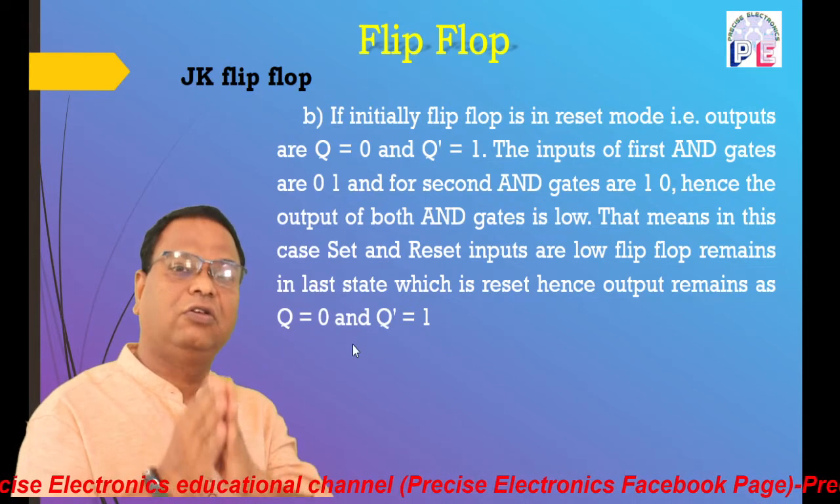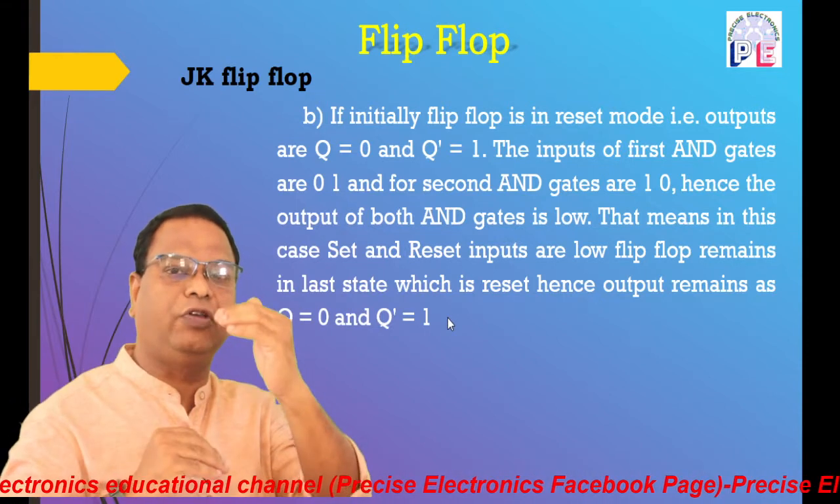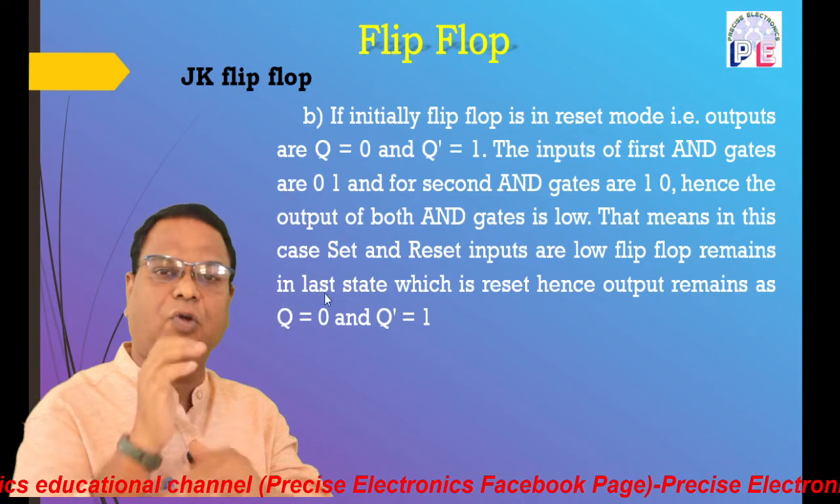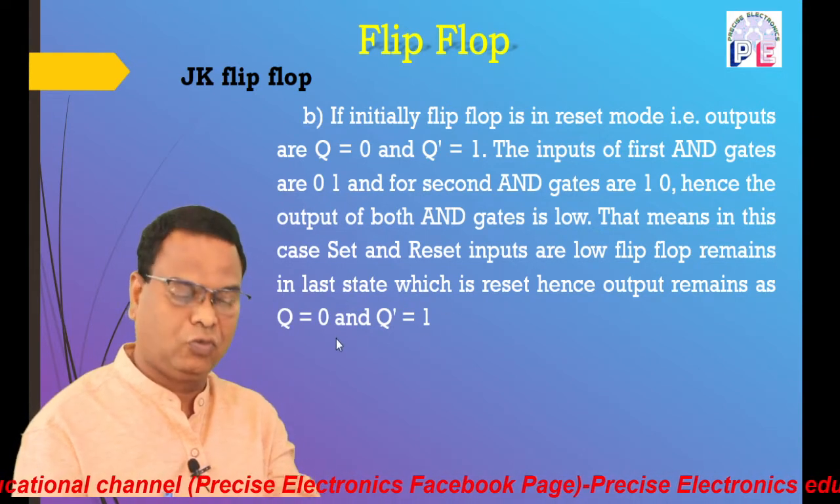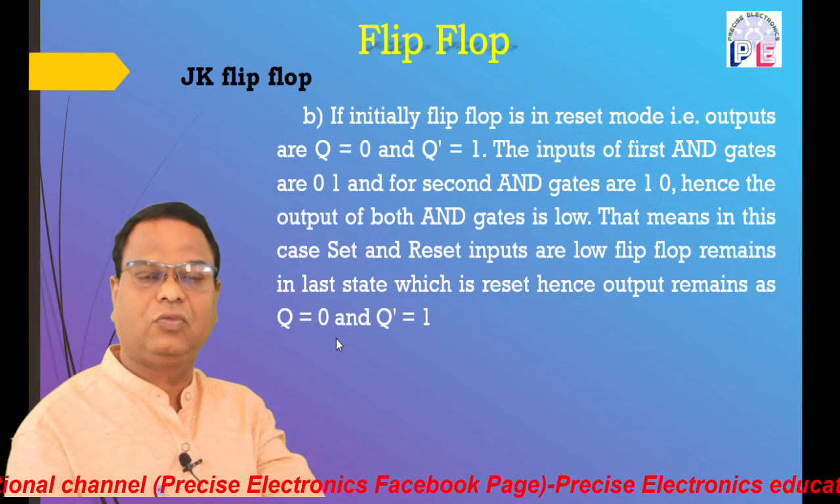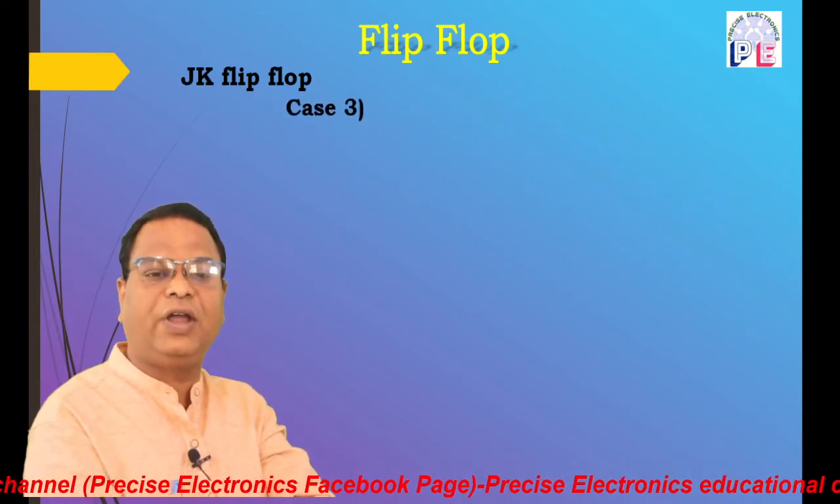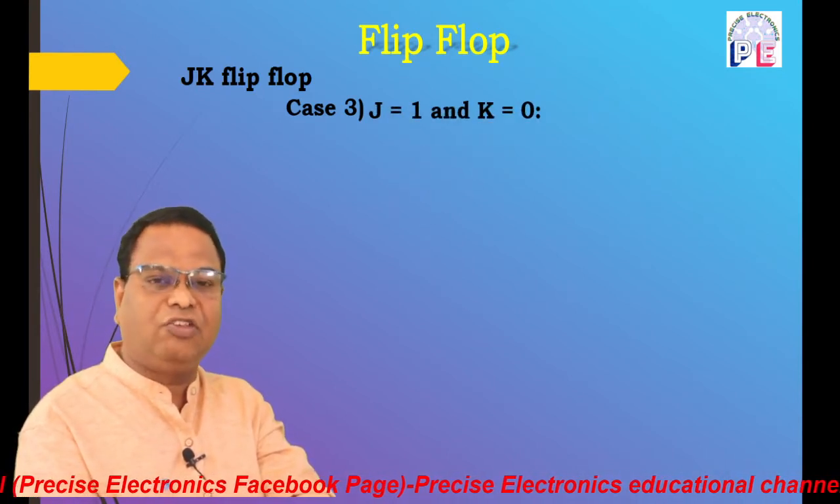So from this we can conclude that when the J input is low and the K input is high, the flip-flop remains in reset mode or goes into reset mode. That is the second case. Now the third case, that is J is equal to 1 and K is equal to 0.